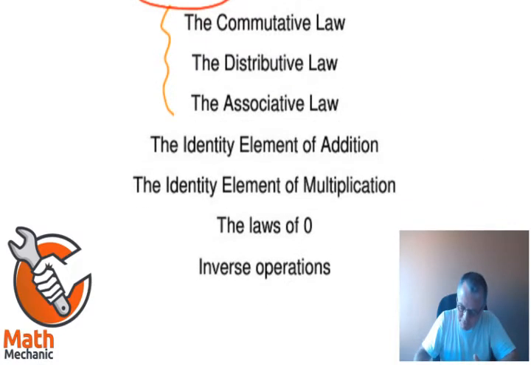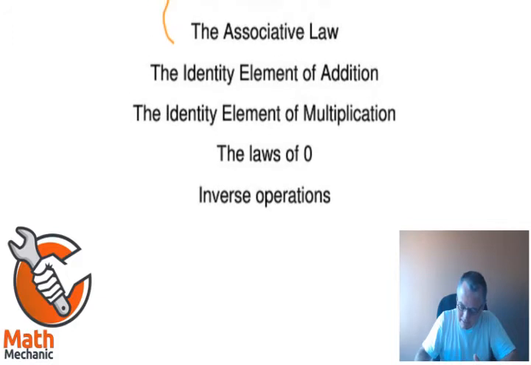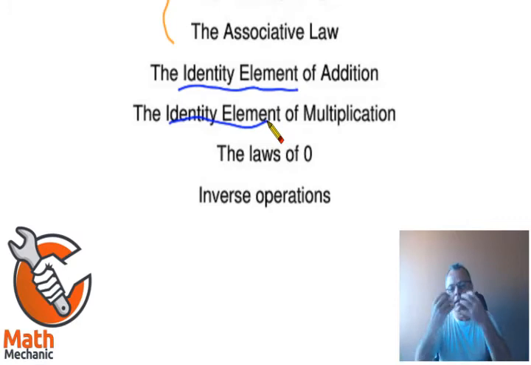Then also, if you take a look at the identity element, that's something else. The identity element of addition and the identity element of multiplication. You also need to provide examples of that. What exactly is the identity element of those two operations?